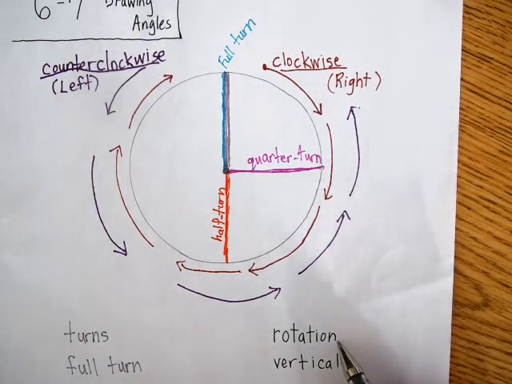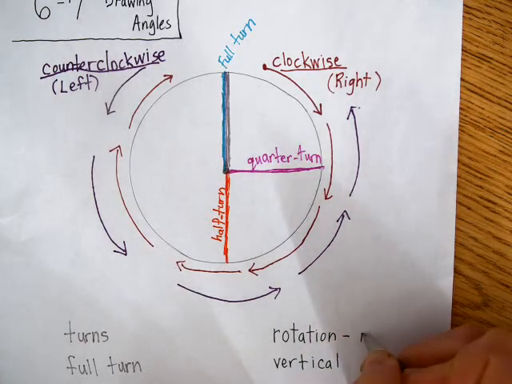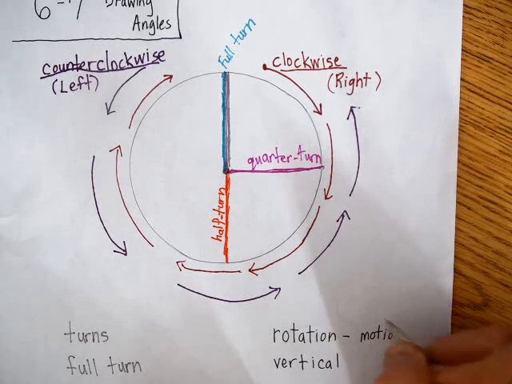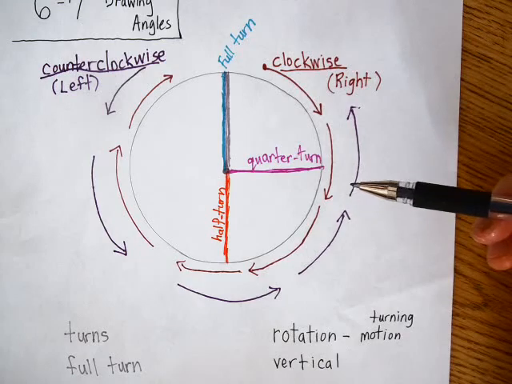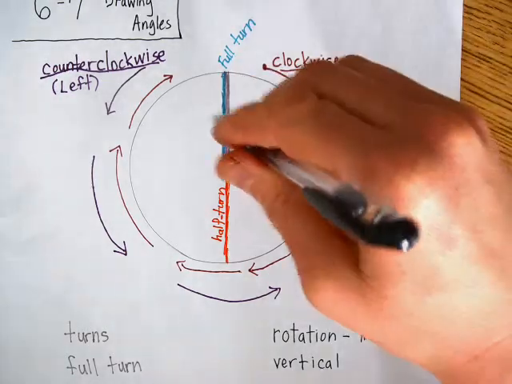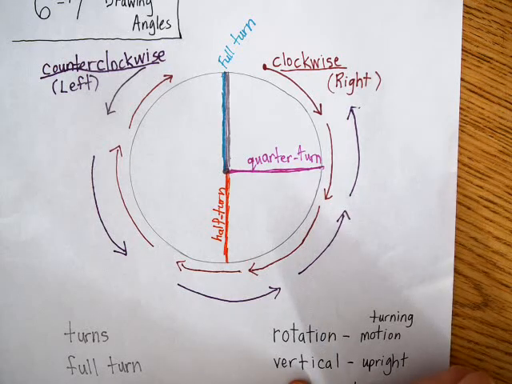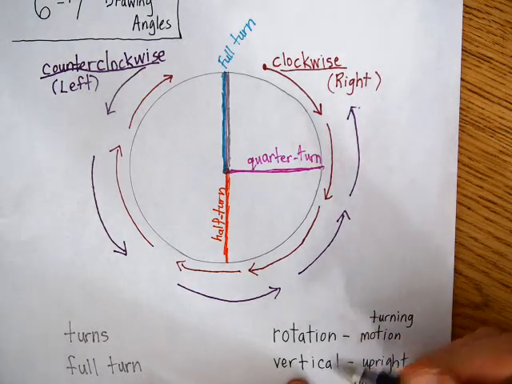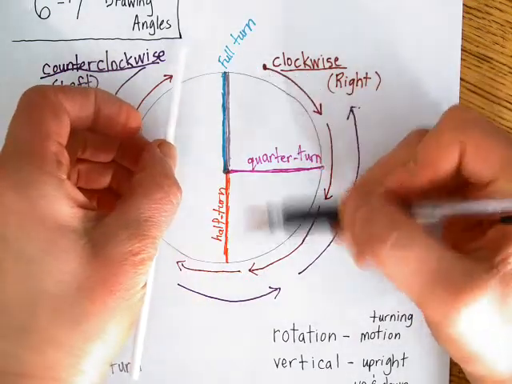The first vocabulary word we're going to talk about is rotation. Rotation means a motion, a turning motion, and we're talking about it in the context of turns, as we've been talking about through this unit. So a rotation would be turning. And then the word vertical means upright, or straight up and down. You often hear vertical together with horizontal, but in this case the word we're discussing is vertical, and that means straight up and down here.